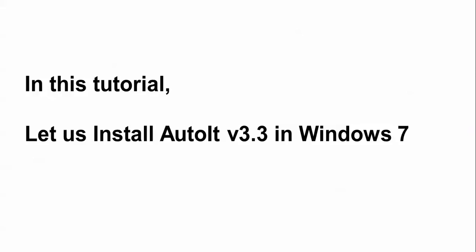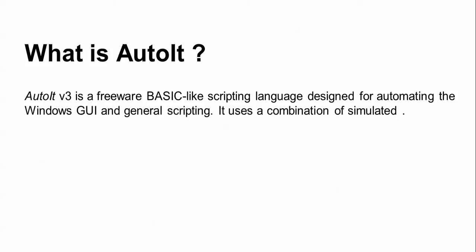In this tutorial, I will show you how to install AutoIt version 3.32 on your Windows 7. Not only on Windows 7, you can install it on Windows 8 and Vista also. And let me tell you what AutoIt is. AutoIt is a freeware BASIC-like scripting language. The scripting language AutoIt is designed for automating the Windows graphical user interface. It has also been designed for general scripting purposes.